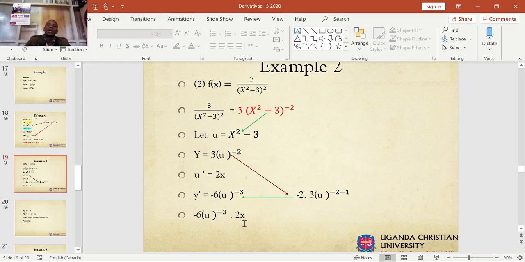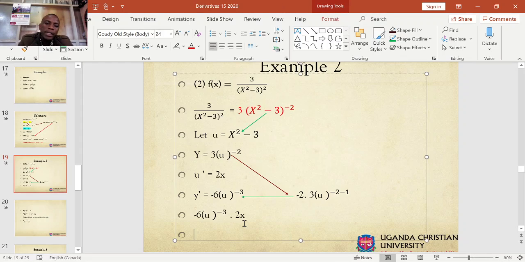And recall our rule. We said you multiply the derivative of the outer function and the derivative of the inner function. So it will be this times that: negative 6 to the power negative 3, which is the derivative of the outer function, and the 2x, which is the derivative of the inner function.